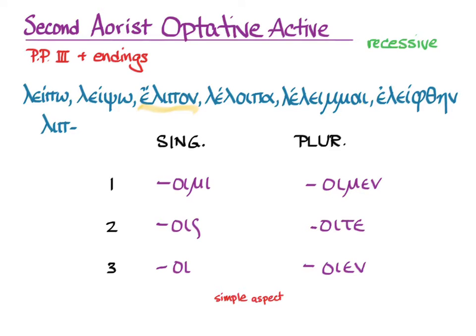So let's put that unaugmented tense stem in there, and we put the recessive accent on, and we get lipoimi, lipois, lipoi, lipoimen, lipoita, lipoien.